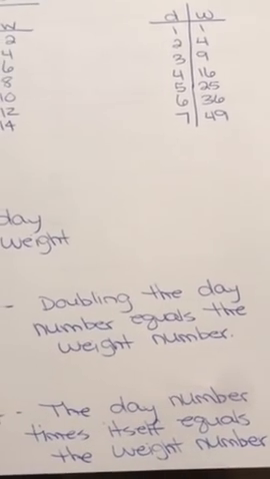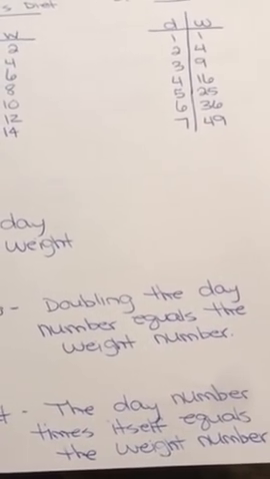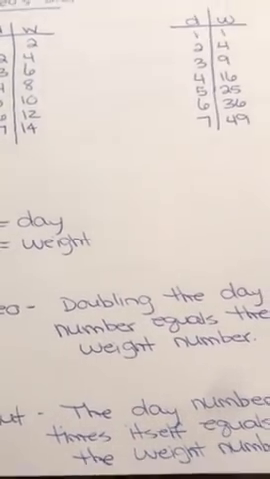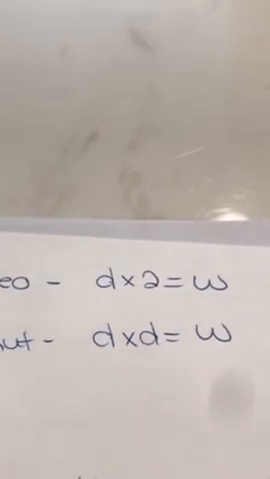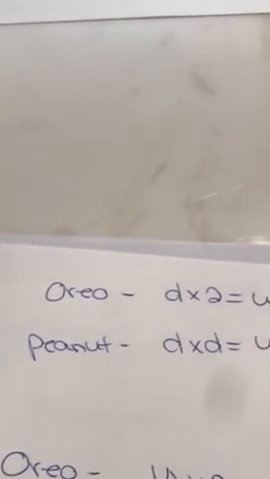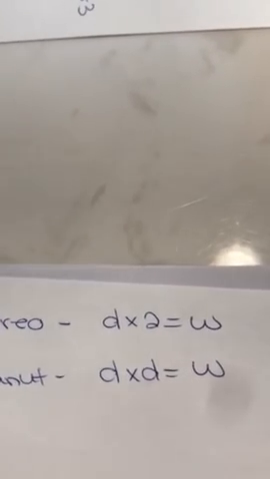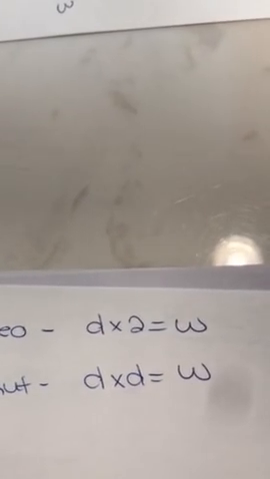Right underneath where it asks you to describe your relationship in words, it's going to ask you to describe your relationship using variables. So I'm going to apply this and show it using variables. There's Oreo, D times 2, there's that double, equals your weight, whereas Peanut, D times D, the day times itself, gives me the weight. So that's representing it in variables.